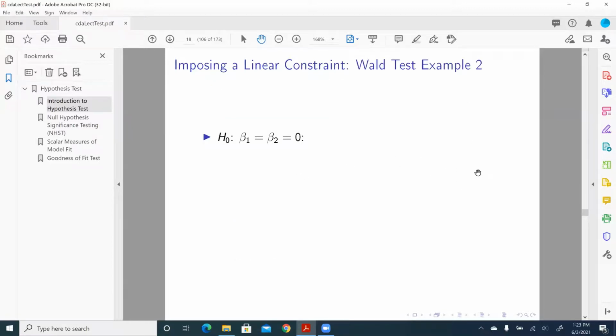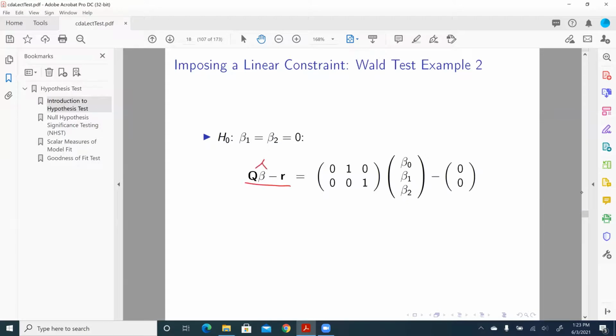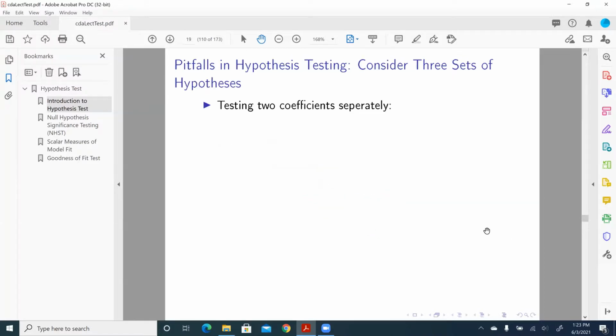How about this hypothesis, right? β1 equal to β2 equal to 0. Well, for Qβ − R, it's going to become like that. So we have 2 rows in the transformation matrix Q, then the column vector for the parameters, and R, right? Because we assume β1 equal to β2 equal to 0. And if you carry through the computation for the matrix, we get β1 minus 0, β2 minus 0, because we assume β1 is 0 and β2 is 0.